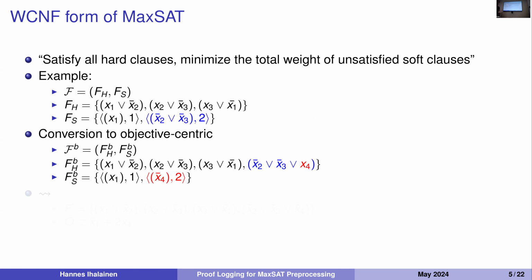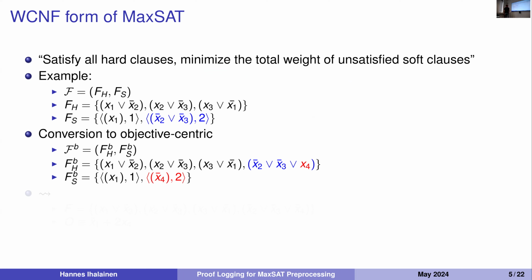And there is this standard conversion, how we get from this MaxSAT with soft clauses to the objective-centric representation. So for each soft clause that has more than 1 literal, we introduce a new variable to the clause and make the clause a hard clause, as is done here. And then we introduce a new soft clause that has now the negation of this new variable we introduced. And the claim is that this instance now has the same optimal cost. And it's quite obvious when you think about it for a while.